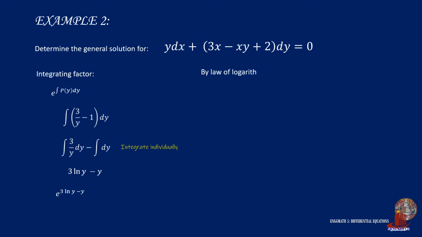Again, use logarithmic laws to manipulate the exponent. E can be separated according to the exponent as e raised to ln of y cubed times e raised to negative y. And again, e raised to a natural logarithm will cancel each other out to leave y cubed. Thus, the integrating factor is simplified as y cubed times e raised to negative y.